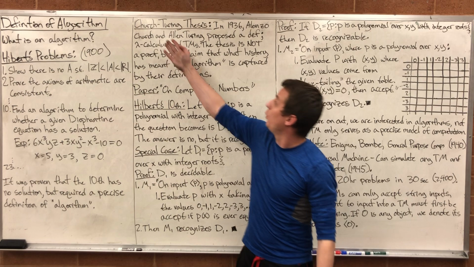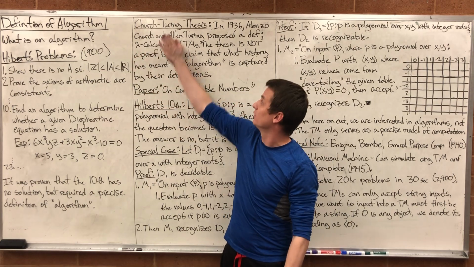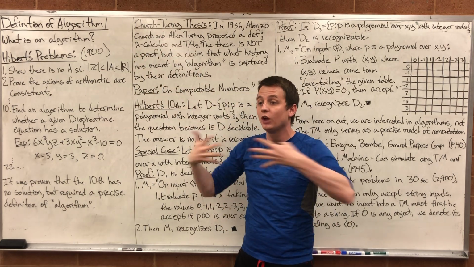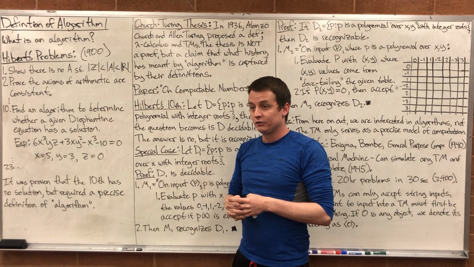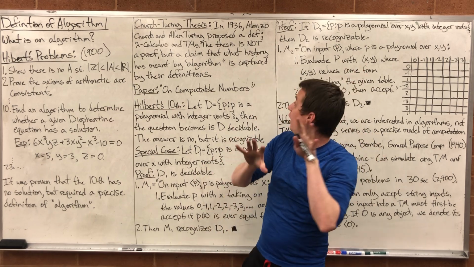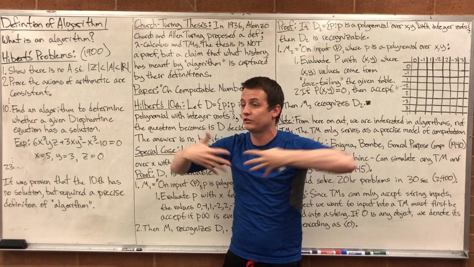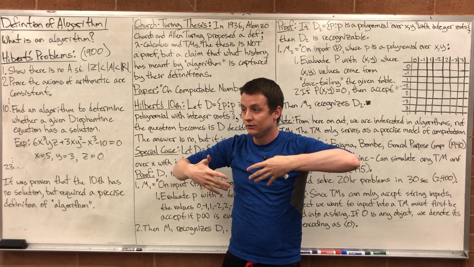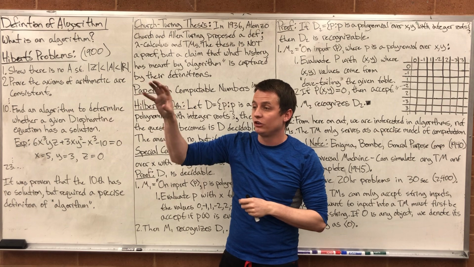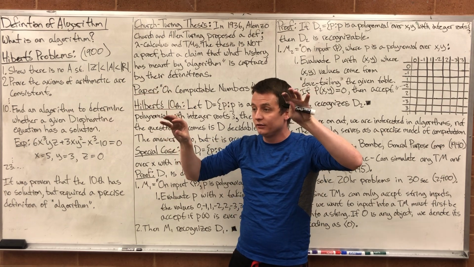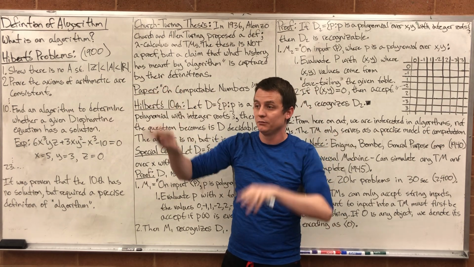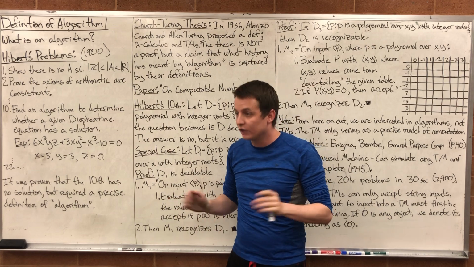But it turns out what Church proposed with his lambda calculus and what Turing proposed with his Turing machines were logically equivalent. So Church says it should be this definition. Turing says it should be this definition. And it turns out their definitions are logically equivalent. Anything that one definition calls an algorithm, the other definition does, and anything that one doesn't call an algorithm, the other one doesn't. They're logically equivalent definitions.